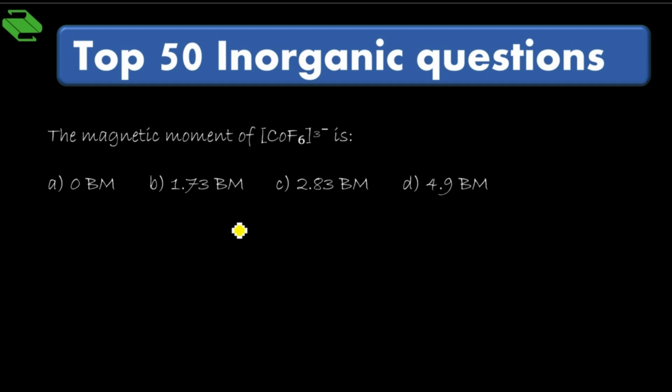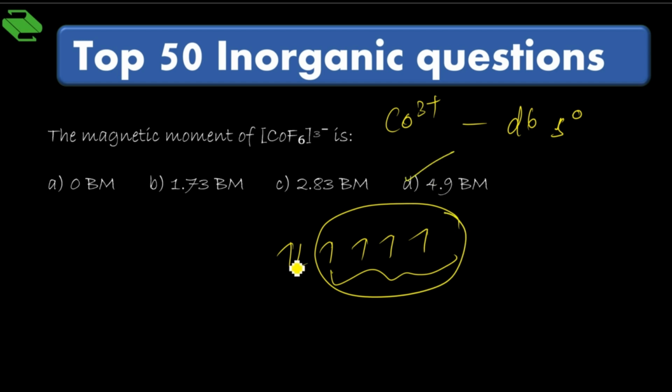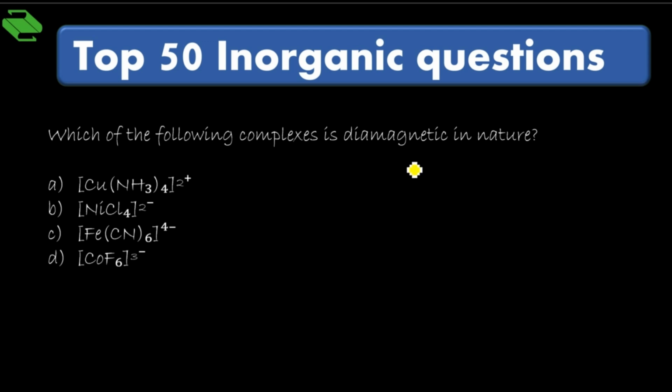Magnetic moment of CoF6. So cobalt 3 plus, which makes 3d6 4s0, right? So F is a weak field ligand, okay. And how many lone pairs of electrons are there? 1, 2, 3, 4, and then 5, 6. So remaining, I'm having 4 lone pairs, which makes 4.9 BM. I already told you the number of lone pairs of electrons will be the number before the decimal point. Okay.